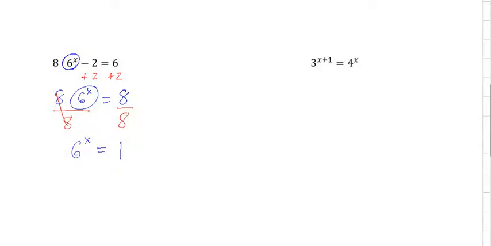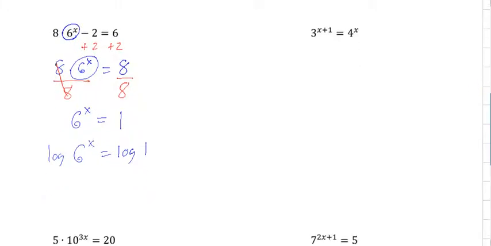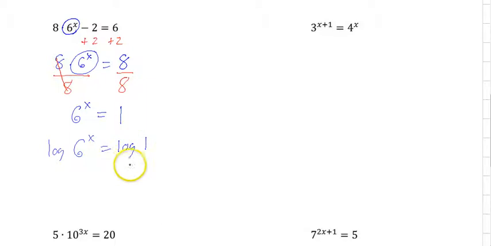Now we can put a log on both sides. And you could use a log base 6, but I don't want to enter that into my calculator, so I'm going to leave it as a plain log base 10. And then log of 1 is 0. And then we can take our x and bring it in front. And now we have our nice linear equation. So, if we divide by log of 6, and we don't have to enter that in the calculator because it's 0, x is 0.